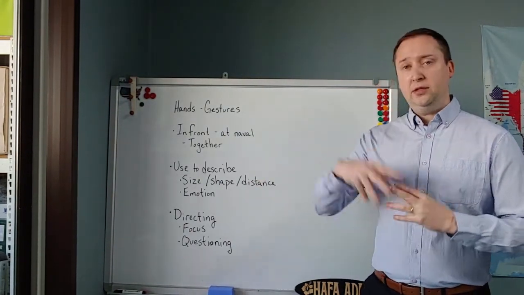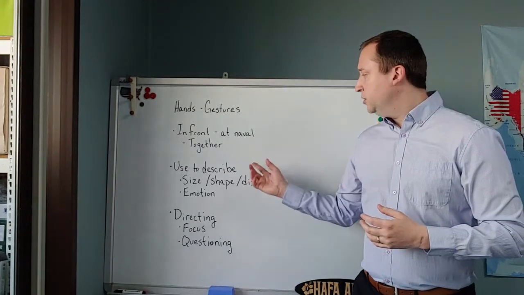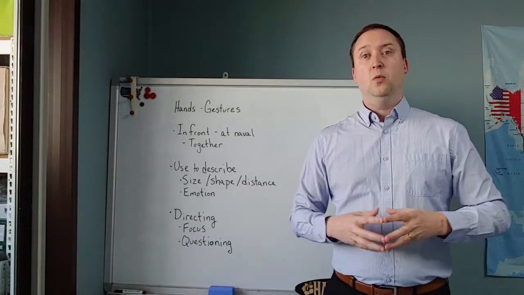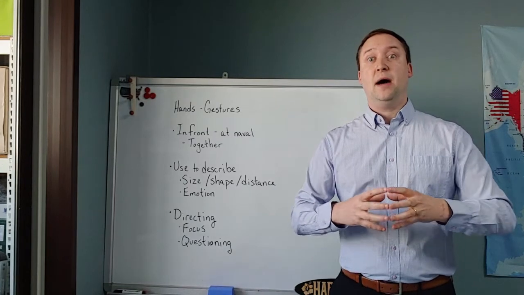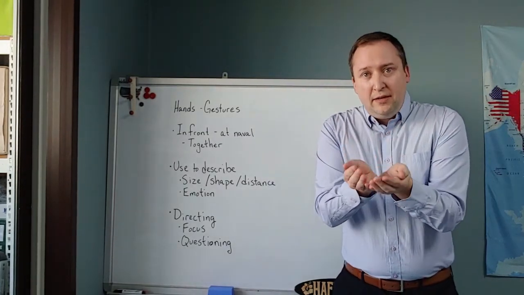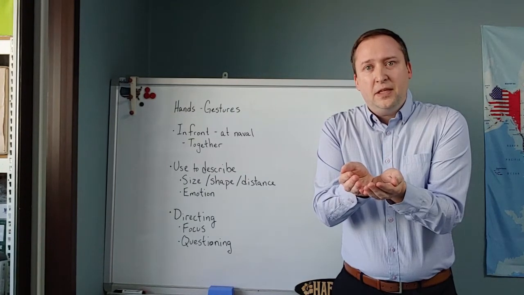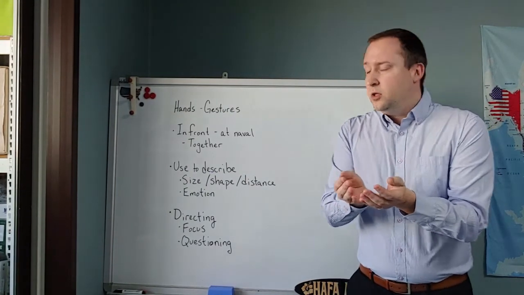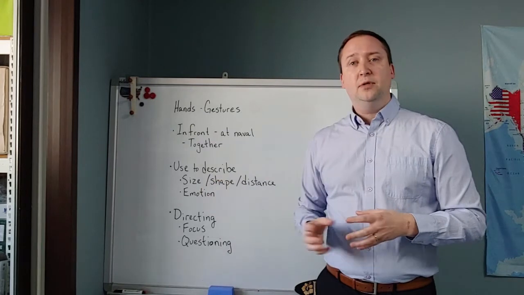Next, use your hands or gestures to describe things. When we're talking about objects, we like to talk about how big they are or how small something is. We can even put it in our hands. It's so tiny. So you can describe the size of an object.